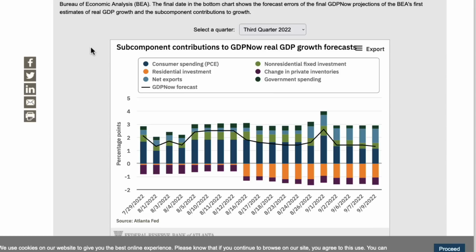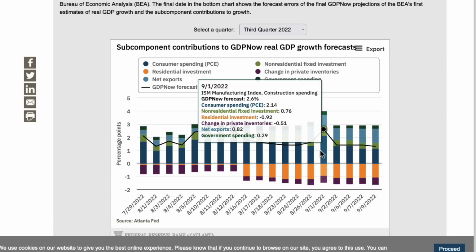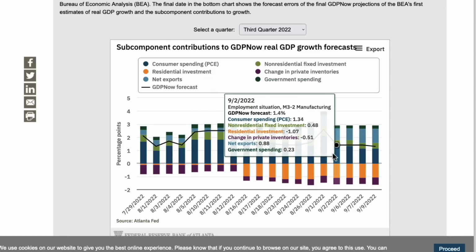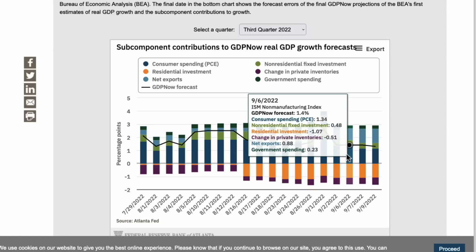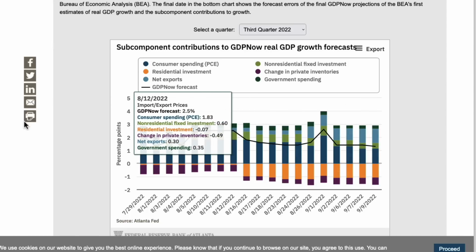I just have to say, hey, look at the far right part of the bars here, and look at what's going on there. Consumer spending is the dark blue amount, and going into, as we see, I have to move my mouse to show you here, September 1st all the way into September 9th. Look at how consumer spending has dropped off in each of these. We had 2.14 down to 1.34, 1.34 here, 1.15, and we're down to 1.15 on that.